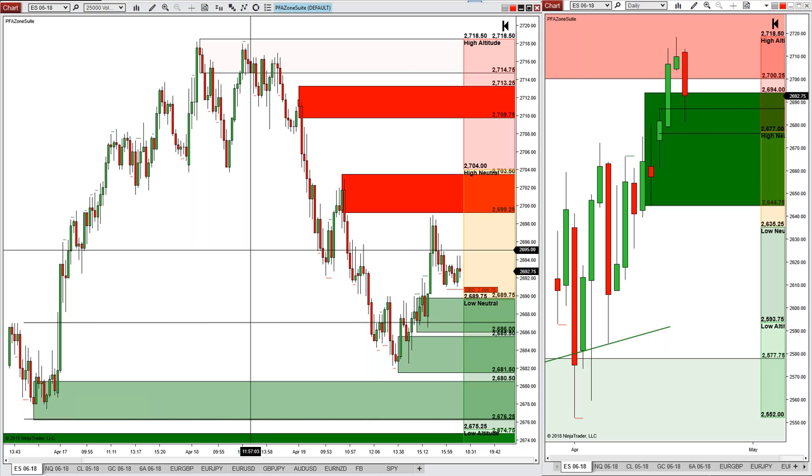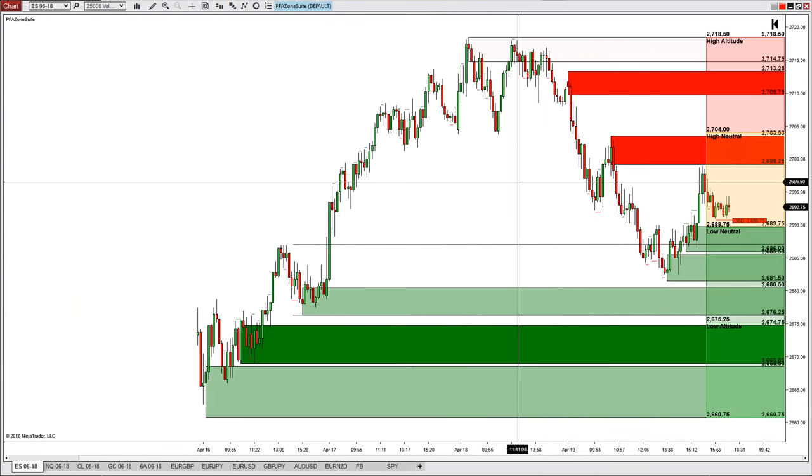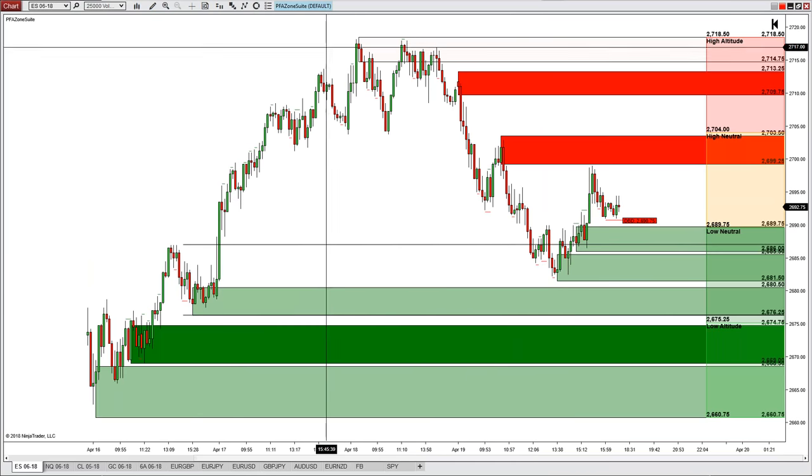All right, for sure. So I just wanted to walk you through some of the software features here. This is NinjaTrader 8, as I said. I want to reiterate that. NinjaTrader 8 has loads of bells and whistles.